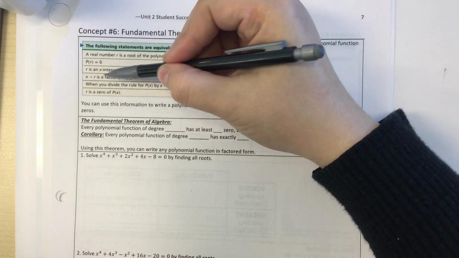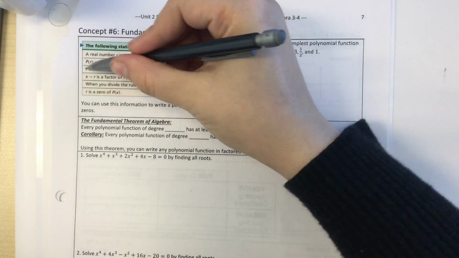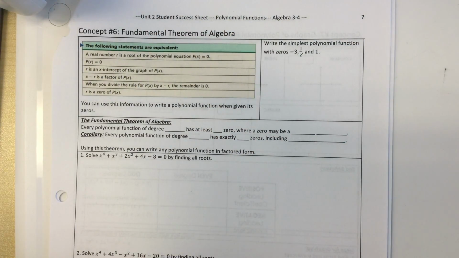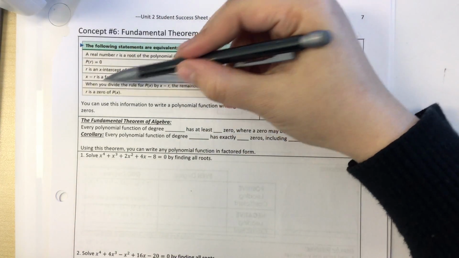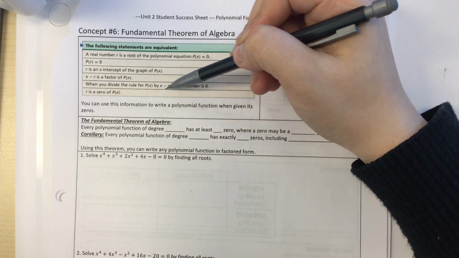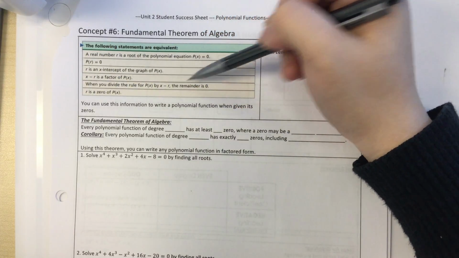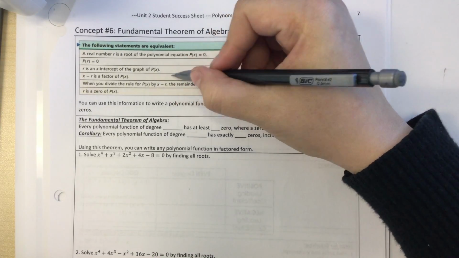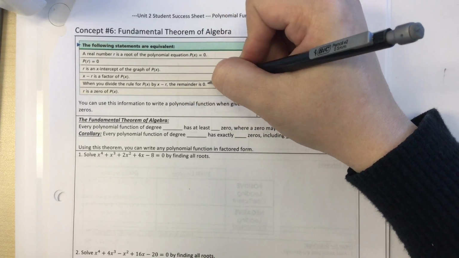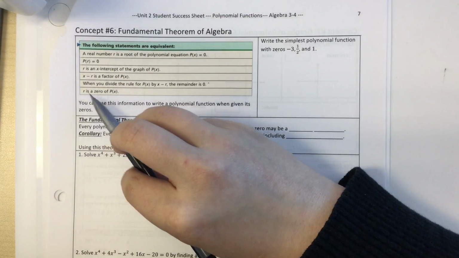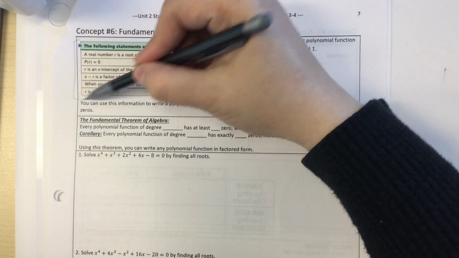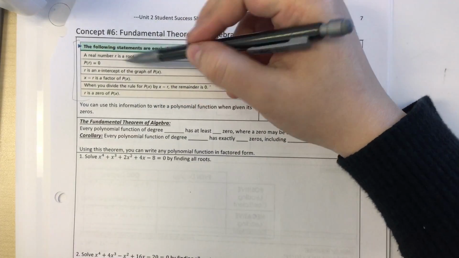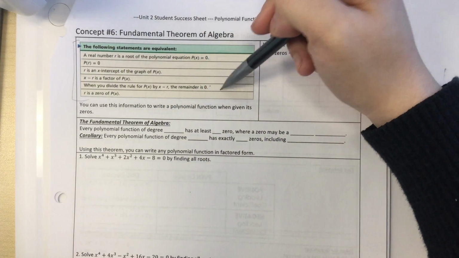X minus r is a factor of p of x, okay? Because if x minus r is a factor, then r is a root if I set that whole thing equal to 0. When you divide the rule for p of x by x minus r, the remainder is 0. So that's if I use long division and I were to divide this polynomial by its factor, I would get 0. And then the same thing, r is a 0 of p of x. These are all equivalent. They all say the same exact thing. So don't look too much into these. They're all saying the same thing.